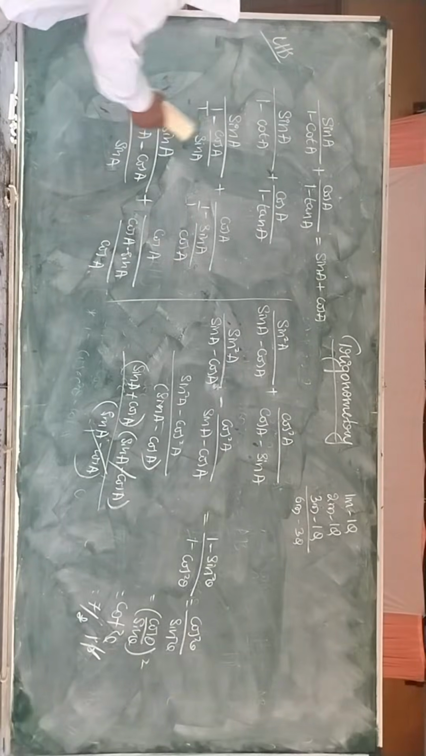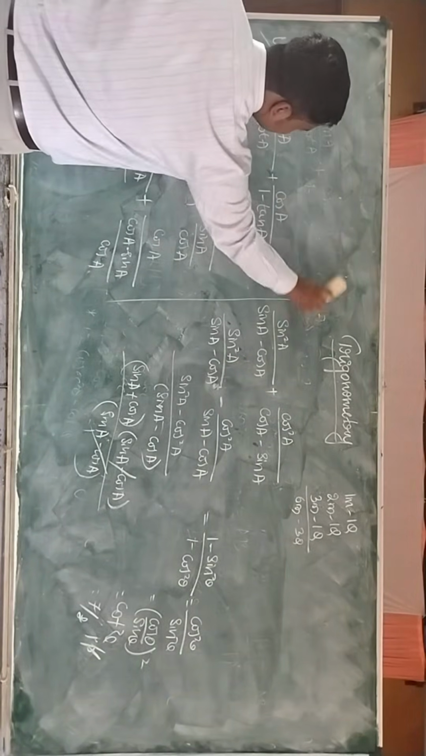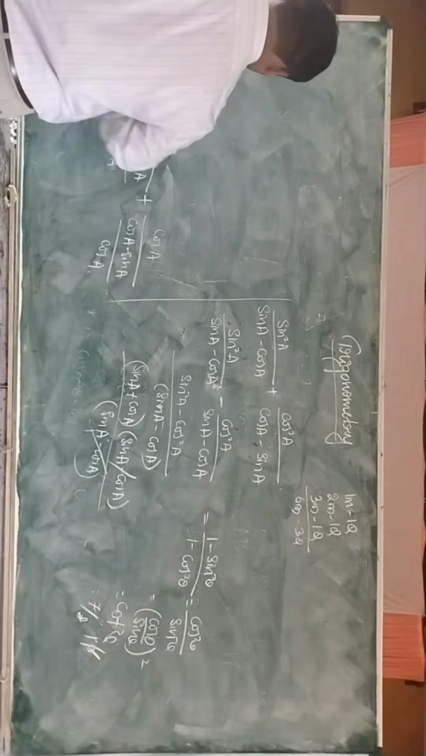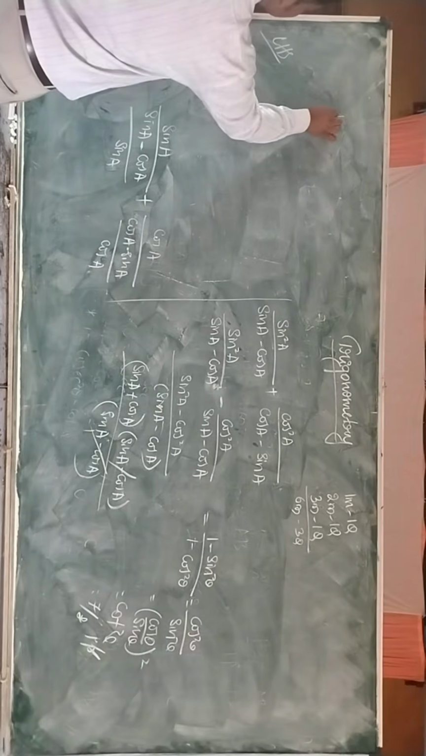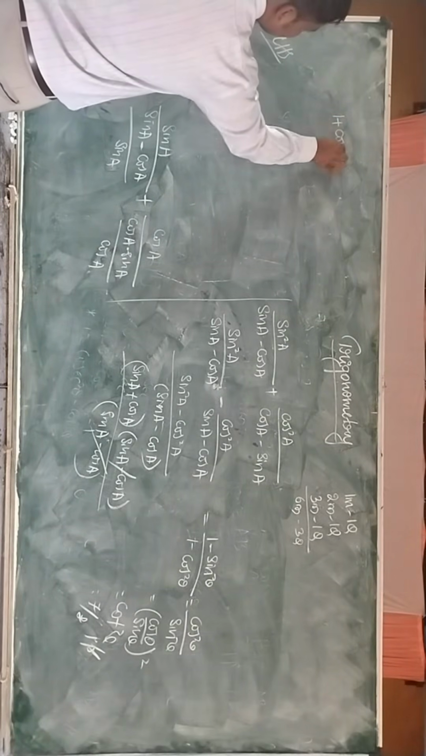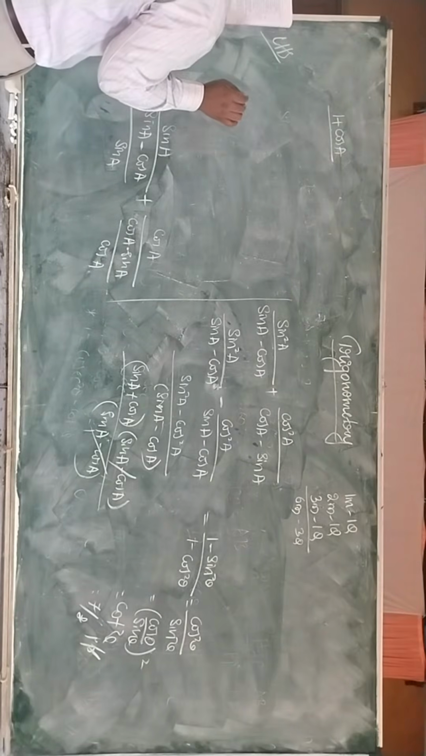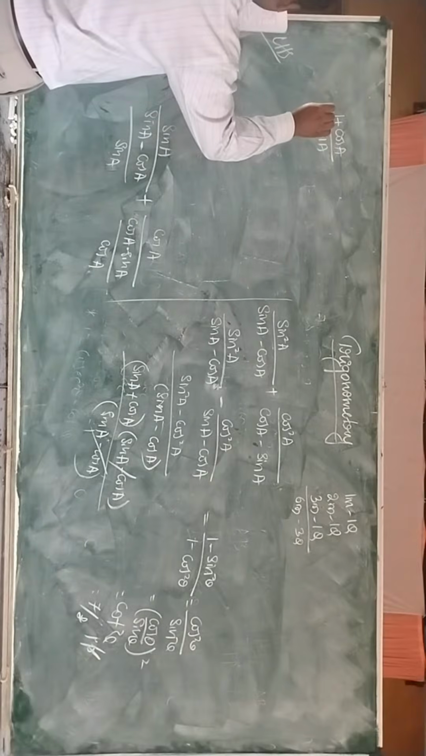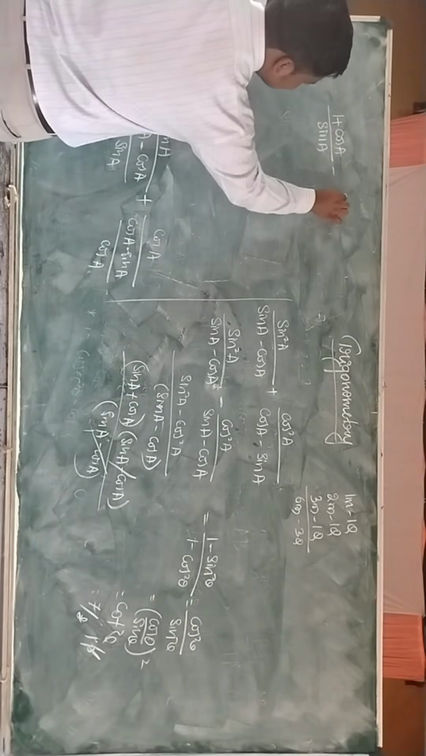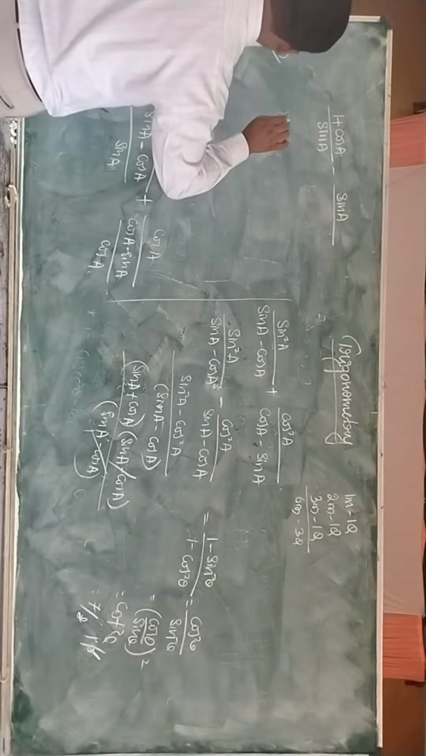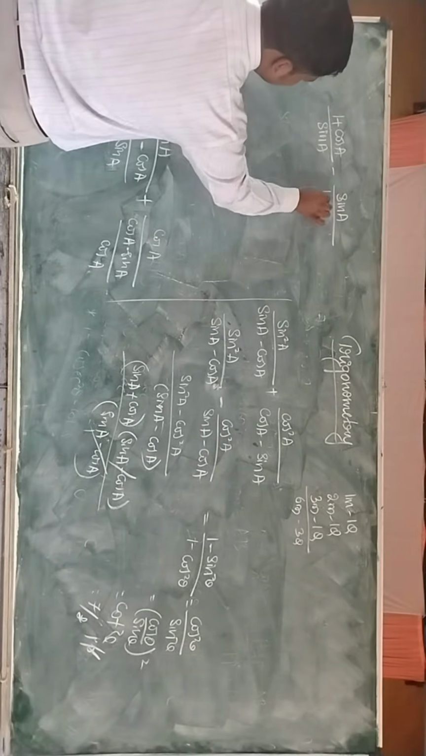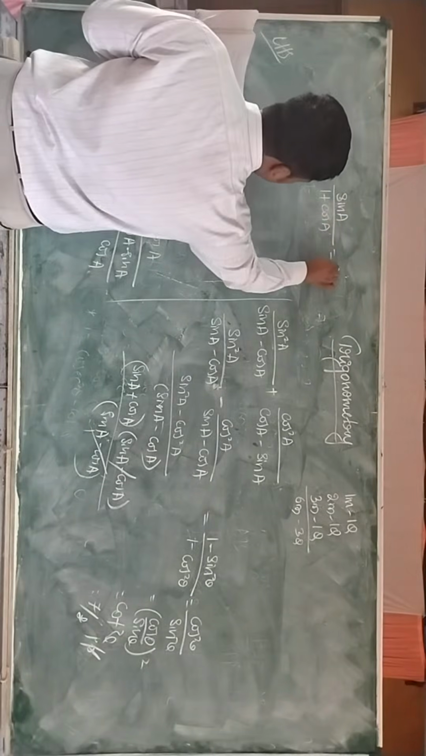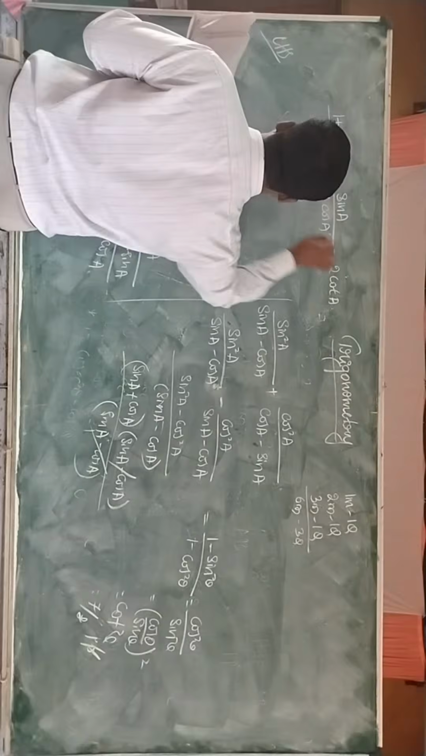1 plus cos A divided by sin A minus sin A divided by 1 plus cos A is equal to 2 times cot A.